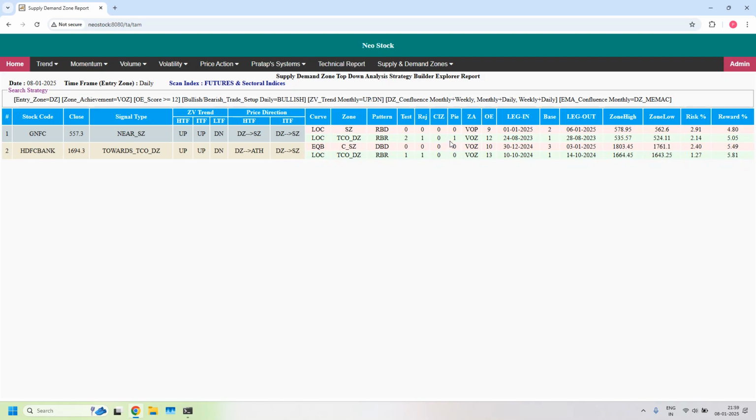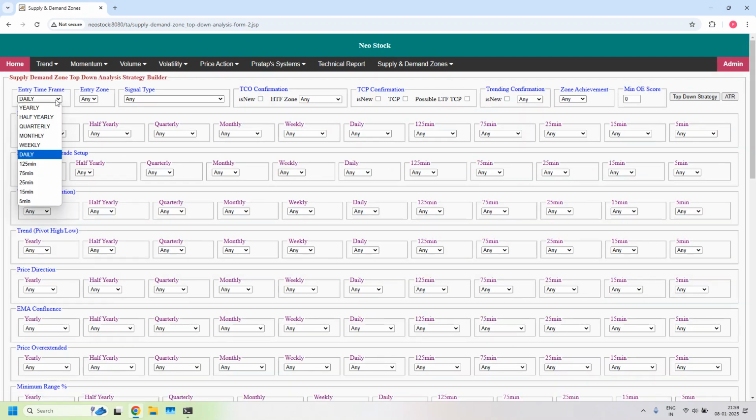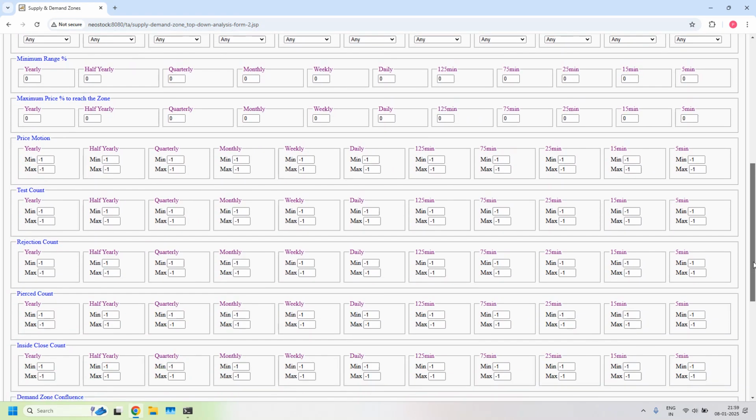But the first one is a pierced demand zone. Okay, this is about the bullish trade setup for monthly income trade. Next, bearish trade setup, monthly income trade, entry time frame daily, entry zone supply zone. In bullish or bearish trade setup daily, I am selecting bearish, and pierced count on daily time frame, minimum value 0, maximum value 0. Actually, pierced count on daily time frame I am ignoring.